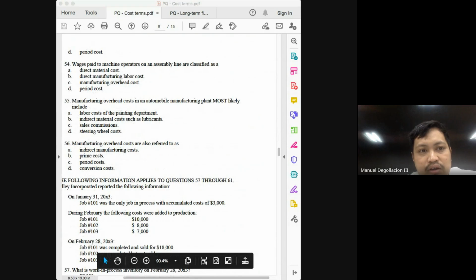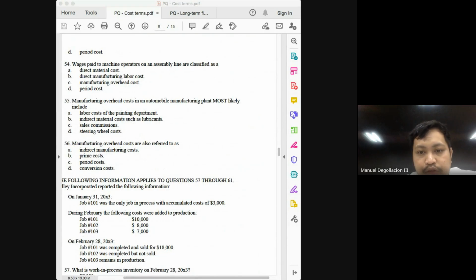Basically, we're classifying costs already. 54, wages paid to machine operators on an assembly line are classified as... nobody should answer material, class. Wages can be part of direct or indirect labor. If it's direct labor, then that would be direct labor. If it's indirect, then that will be part of your overhead. But if the wages are paid to persons operating the machine used in the production, class, then that will be considered as a direct labor cost. So the answer in number 54 would be B.